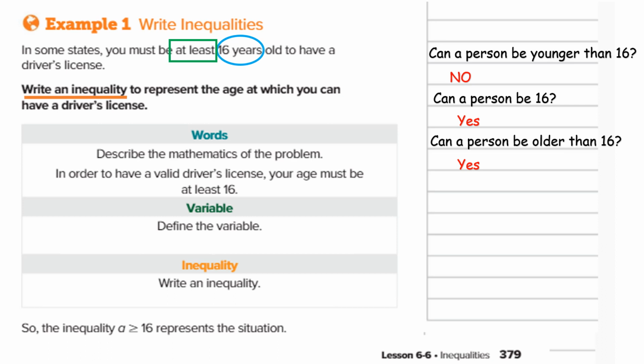If the valid driver's license means that you are 16 or older, and I want to use the idea of A, my variable, to equal the age once again, then I know that A is going to be greater than or equal to 16. Once again, the arrow is pointing to the smallest number, 16. We could be 16, or we could be any age older than 16.